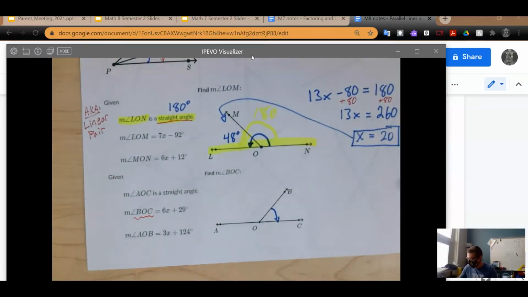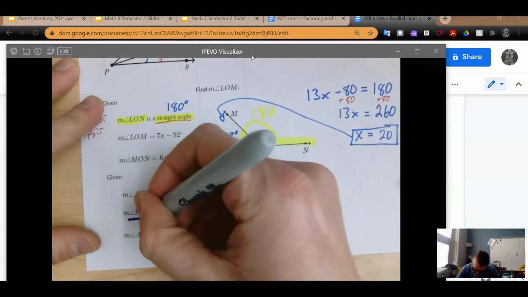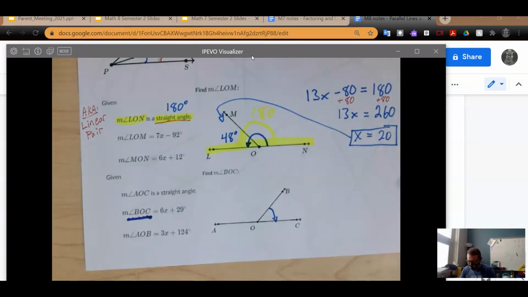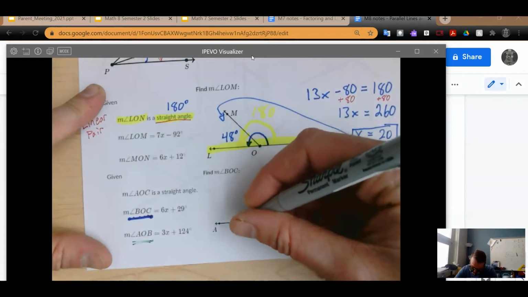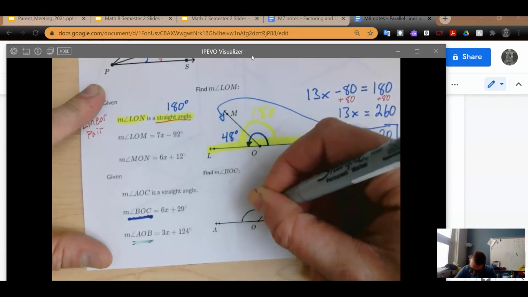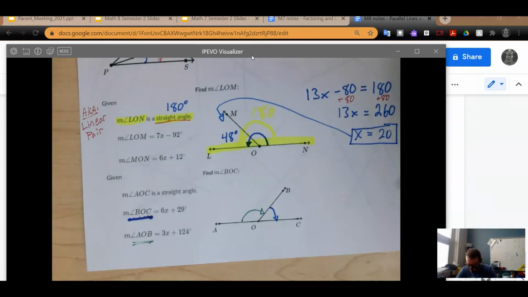BOC, crud. BOC should be blue, really. Right? AOB, always double check. I always color code. AOB is my other small angle, not the 180.